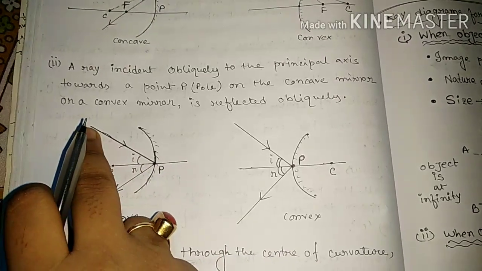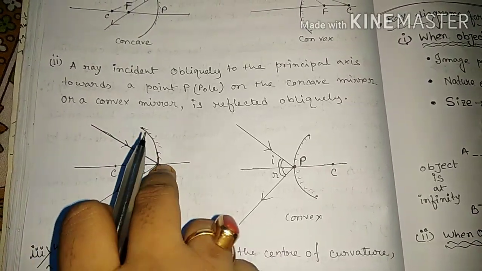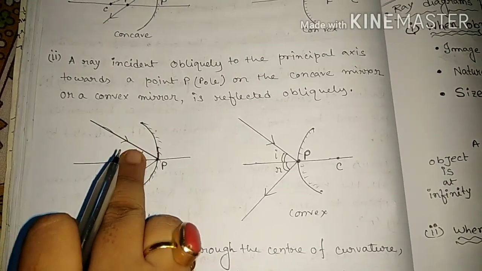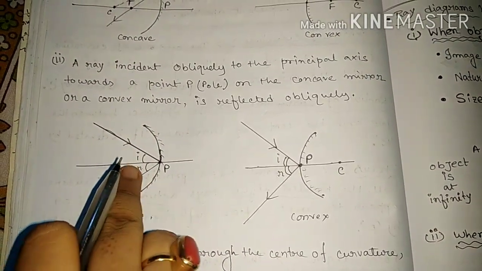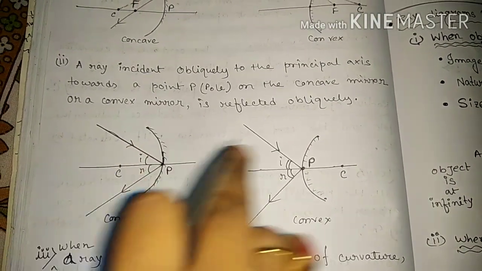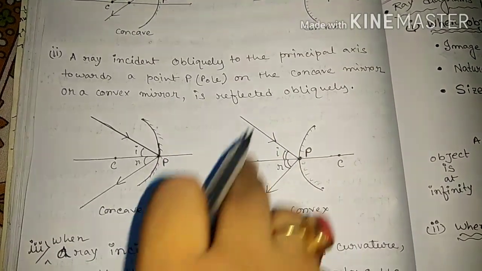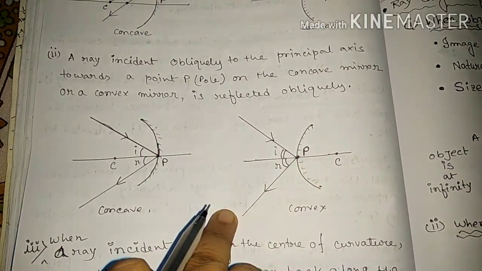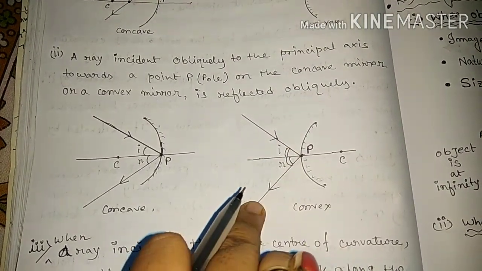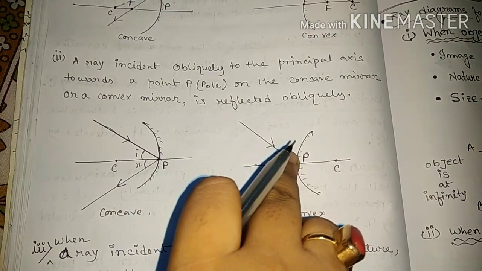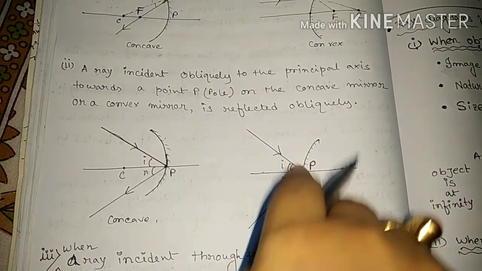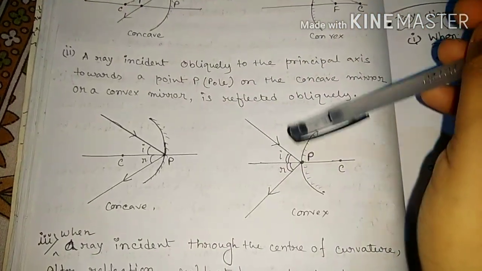So if an incident ray is incident on the pole, after reflection it will be reflected from the pole in another direction. So it will create an angle I and R. This is the angle of incidence, and this is the angle of reflection. Same thing here. After that, it will be reflected back from the pole. In this case, we cannot use any dotted line because it is incident directly on the pole.